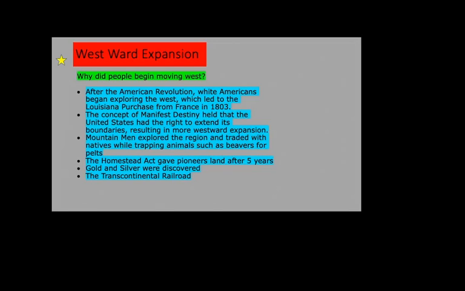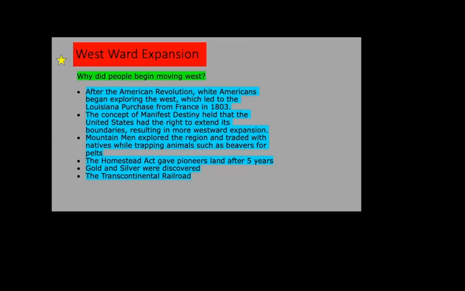All right. Mountain men had explored the region and traded with natives while trapping animals such as beavers for pelts. Mountain men began trading and trapping, and they would sell these pelts back to Europe. So this was an export; it was an industry for them.